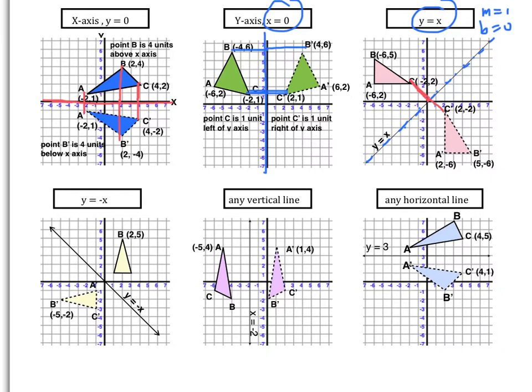So point C should be at 2, negative 2, so it should be down just slightly. Okay. All right, we can do that with point A and with point B as well.